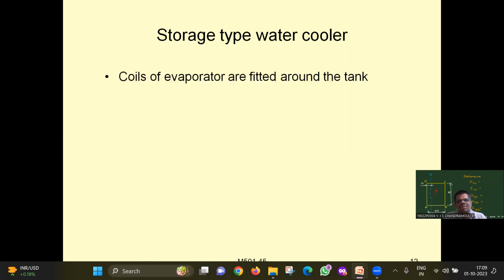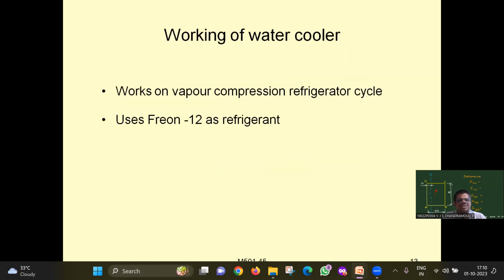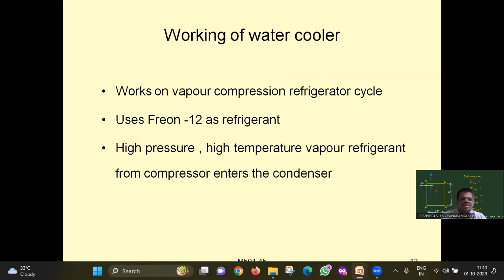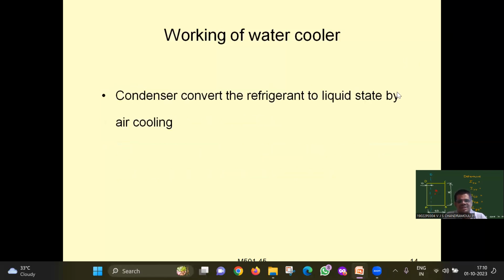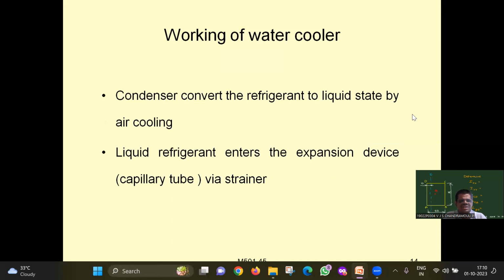So the coils of the evaporator are fitted around the tank. So this is what we have discussed till now, and the refrigerant we use is R-12. So again, once again, you have to explain the functions of each and every part in detail.